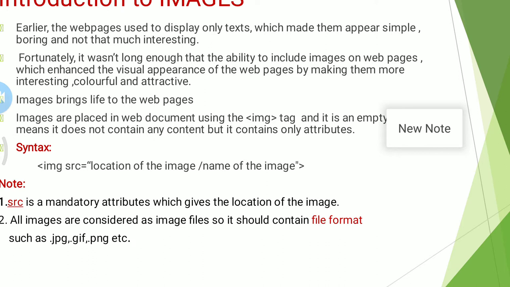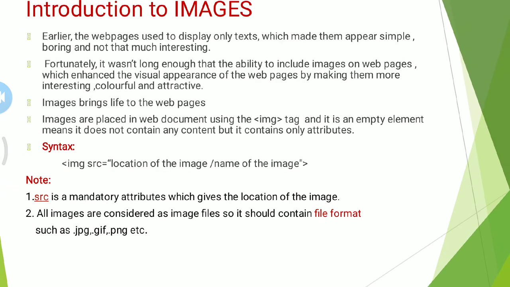Okay, you can observe the syntax here. img, space, src equals location of the image. Here img is a tag. What is the use of the tag? The tag is used to include an image on the browser window. So in the body section, wherever you write the img tag, from that point, that place, the image will be displayed.